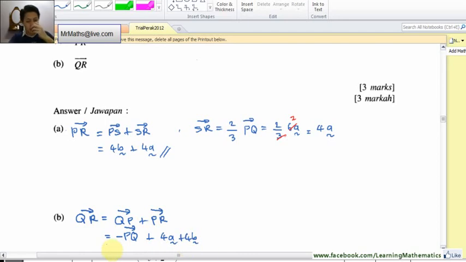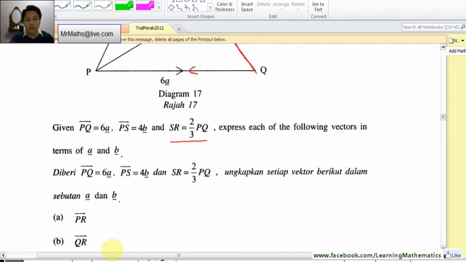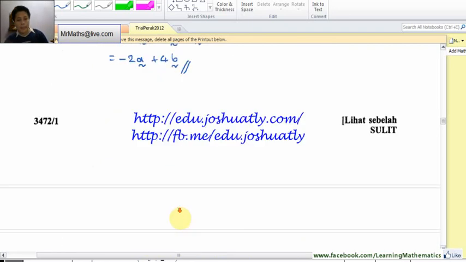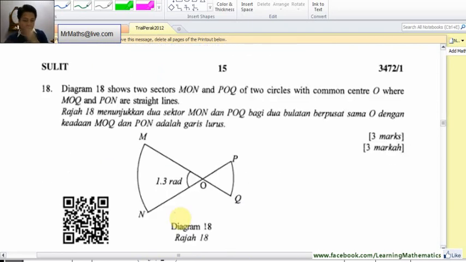And minus PQ. PQ is 6a, right? PQ is 6a, correct? So that is equal to minus 6a plus 4a plus 4b. So that is equal to minus 2a plus 4b. There you have it. That's the answer. Move on to number 18.